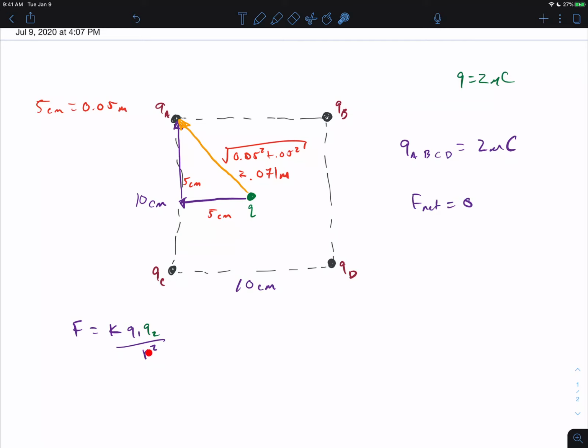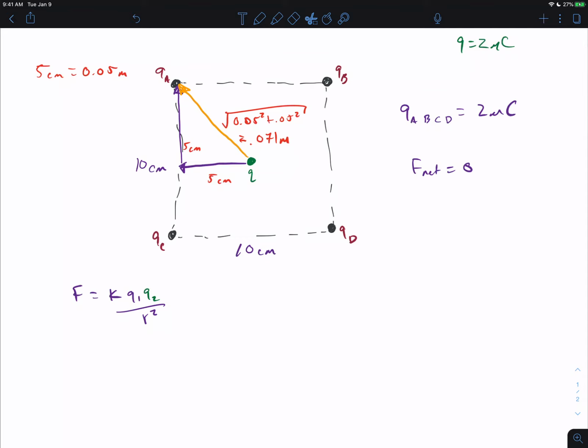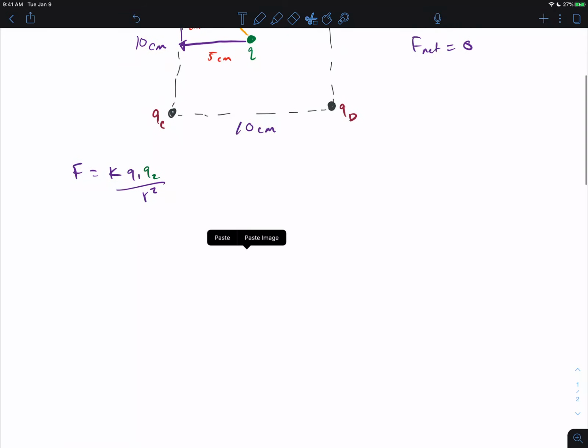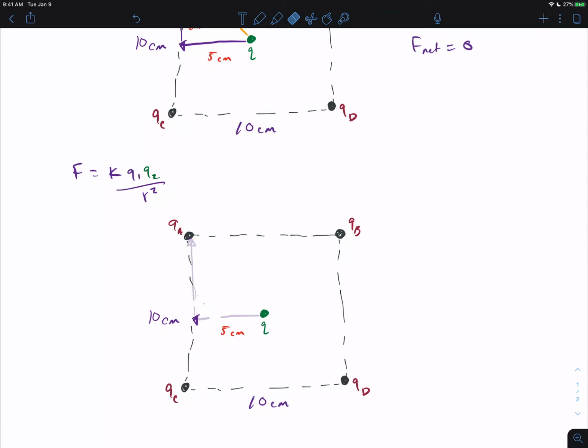0.071, that's fine. The only thing here is determining the directions of each force. So let's go ahead and draw this one more time right here. I'm going to leave this here, and let's draw this again, but I want to take out most of these values, most of these calculations, so that we have something clean to work with.